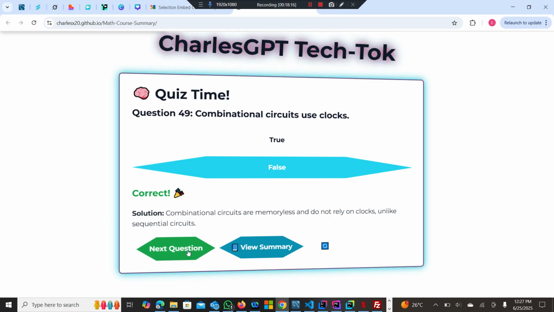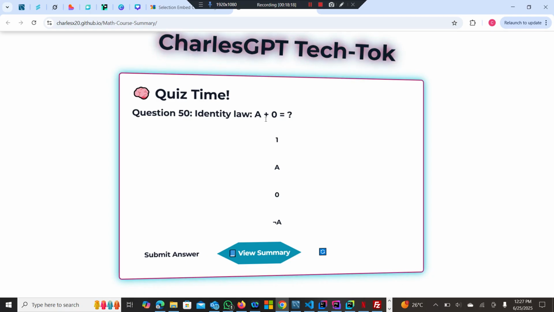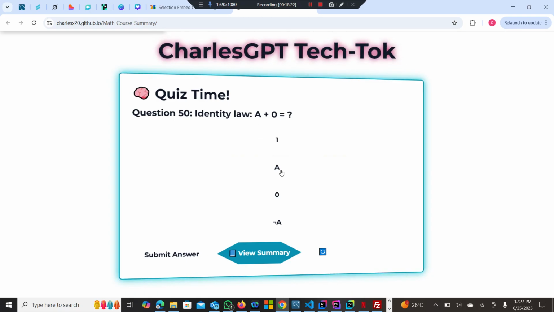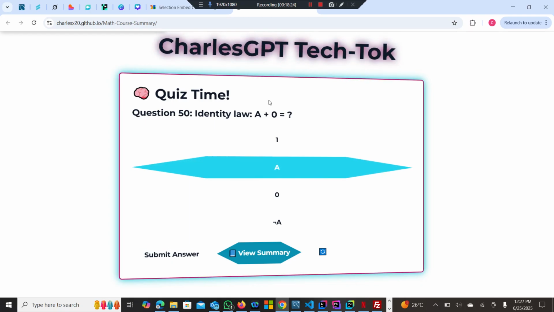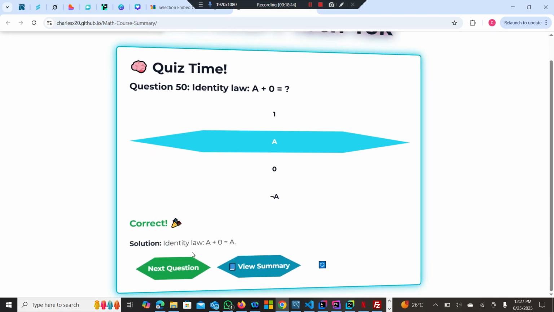Next question, we have identity law. A plus 0 is equals. So A plus 0 is equals A, because anything plus 0, even true plus false, is always true. I think it's A or 1. No. Yeah, identity law. A plus 0 is equals A.